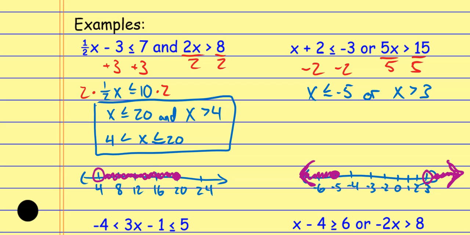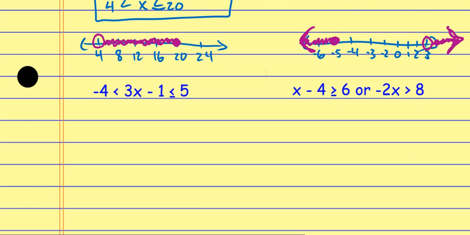It's this thing or this thing. It's showing us our options. Again, the solution is just this guy. The graph is just there for good measure. If I look at something like this guy, remember this is an and inequality, and it's written in that special way.